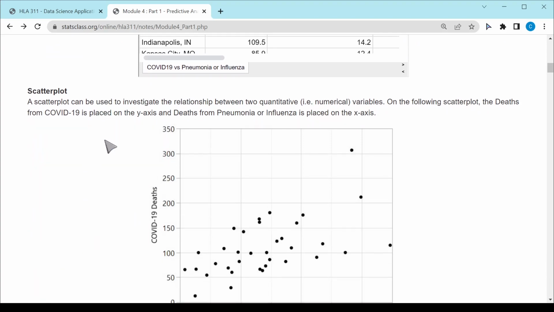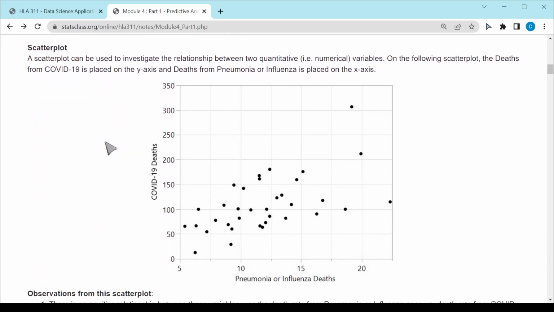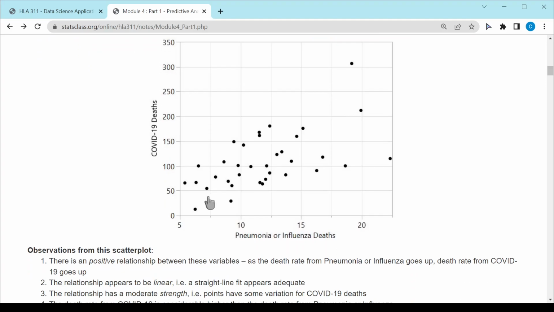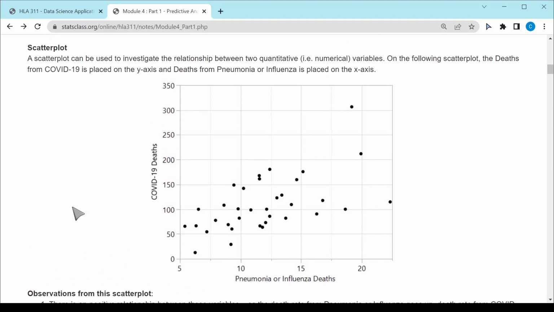So a scatterplot is going to be used to investigate the relationship here. My predictor variable is pneumonia or influenza deaths. That's going to go on the x-axis. My y-axis is called the response variable, and that's the variable you're trying to make predictions for. So this picture here allows me to see the relationship between these two variables.